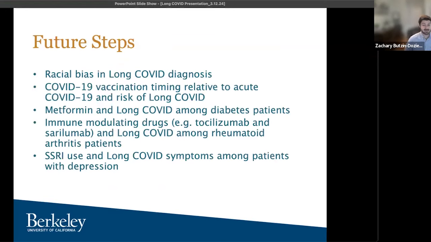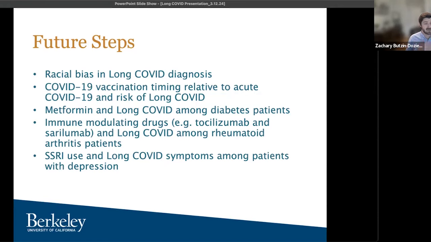So now future steps. We've been building a lot of momentum across these projects. One, as I mentioned, these really consistent relationships between healthcare utilization and long COVID. So we want to evaluate racial bias in long COVID diagnosis. In other words, we have all of this symptom data in patients. So looking at comparing folks who present to a clinician with an identical symptom profile, depending on their racial group, is there a differential probability that they will actually get diagnosed with long COVID?